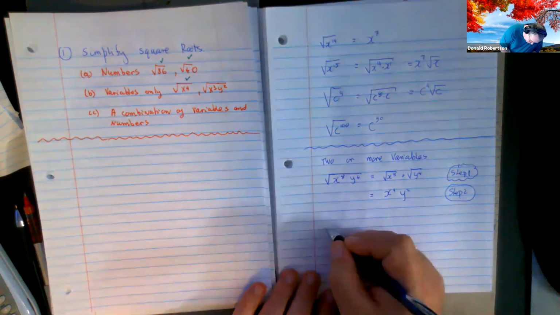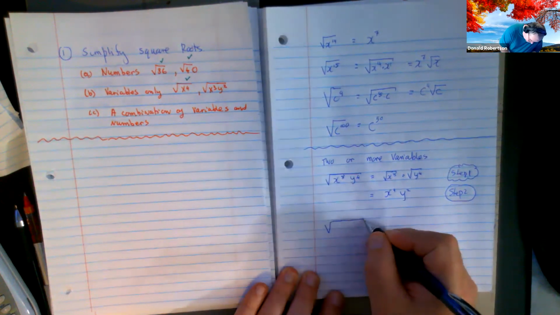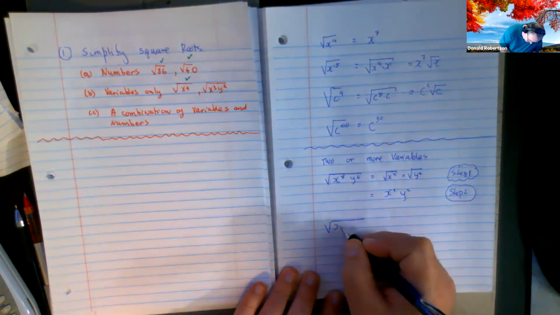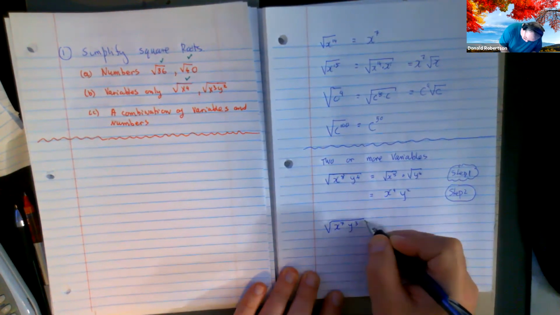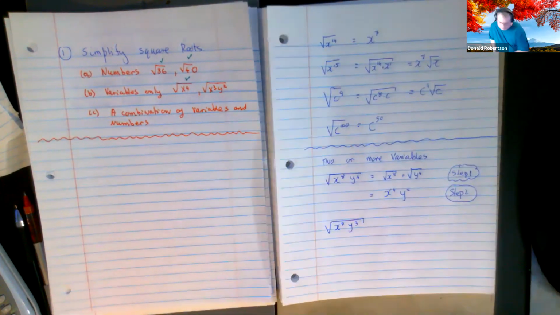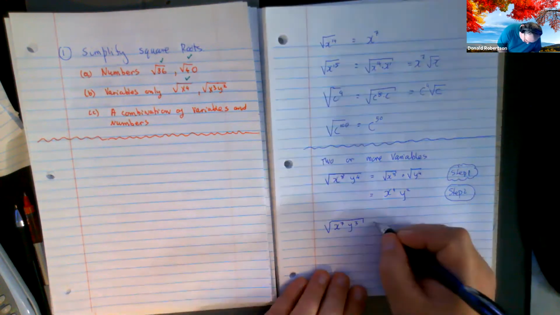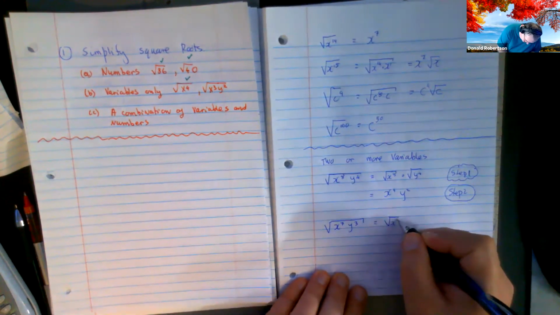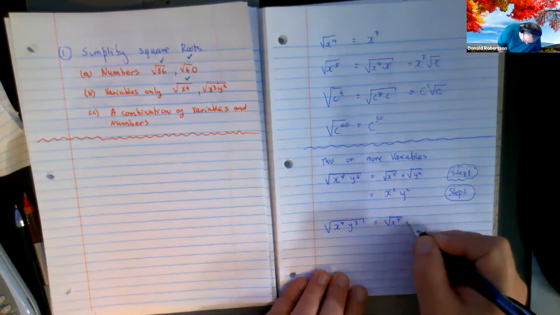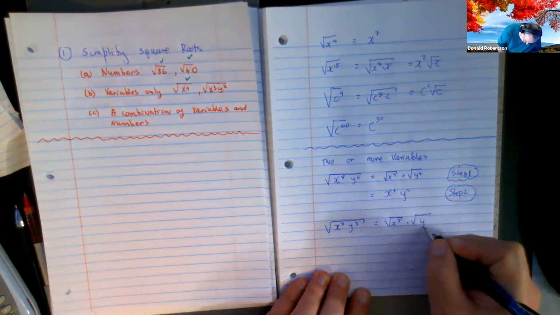So let me show you what this missing step 2 is by giving you a question where you need it. Let's do the square root of x to the 7, y cubed. It's not that different from the original. The step 1 is always there: a square root of x to the 7 and a square root of y cubed.